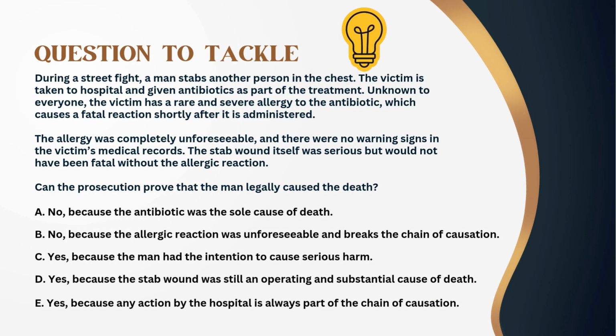During a street fight, a man stabs another person in the chest. The victim is taken to hospital and given antibiotics as part of the treatment. Unknown to everyone, the victim has a rare and severe allergy to the antibiotic, which causes a fatal reaction shortly after it is administered. The allergy was completely unforeseeable, and there were no warning signs in the victim's medical records. The stab wound itself was serious but would not have been fatal without the allergic reaction. Can the prosecution prove that the man legally caused the death?